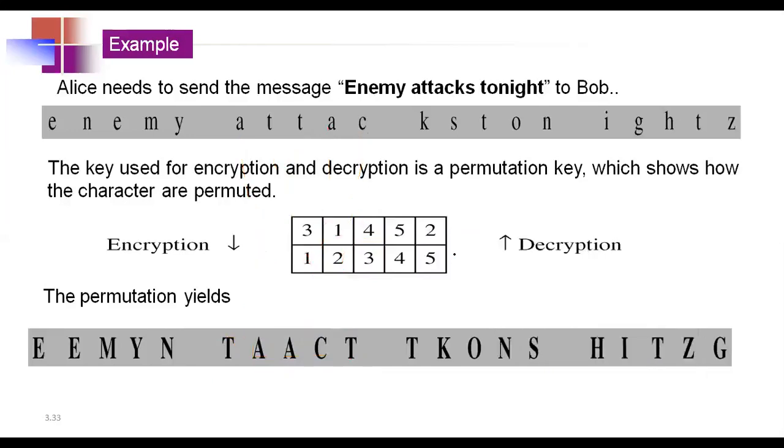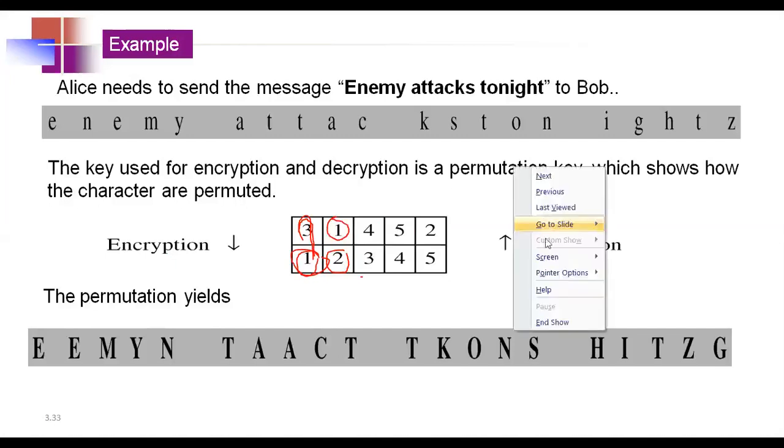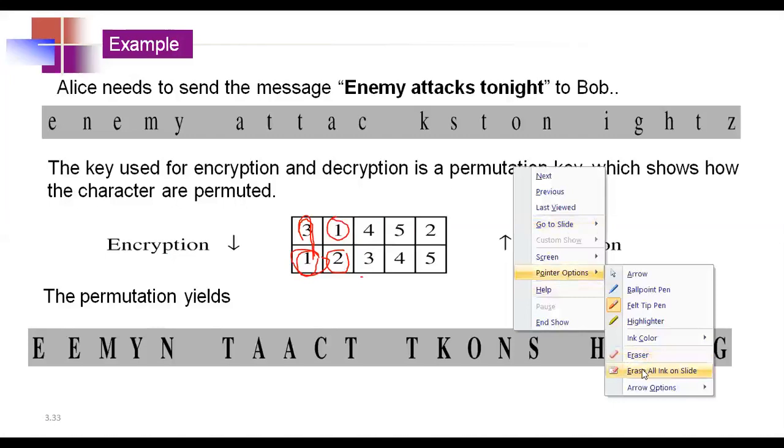Now, at the decryption side also, the same key is used. That means the first character of the ciphertext is written as the third character in the plain text. The second character of the ciphertext is written as the first character in the plain text, like this. So here the key value is 31452.